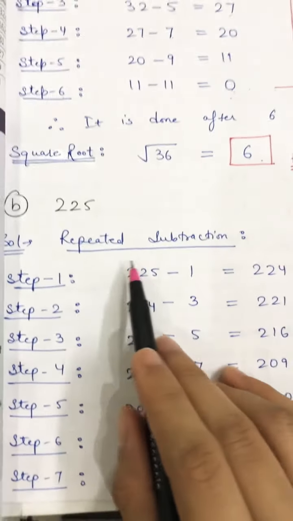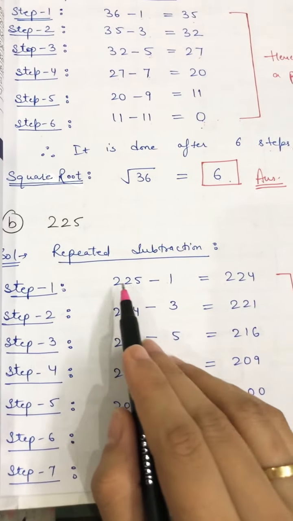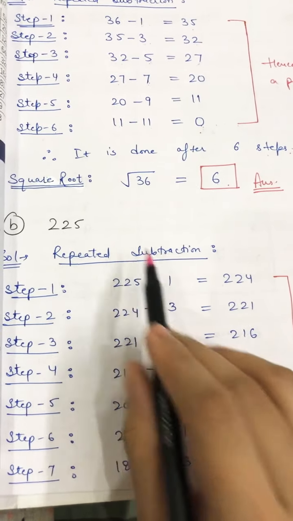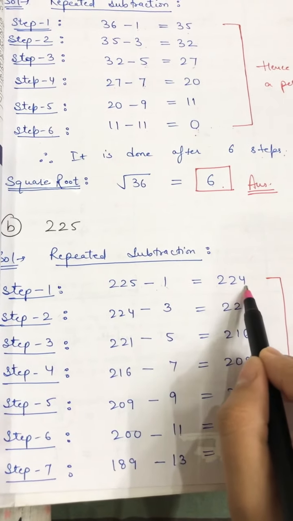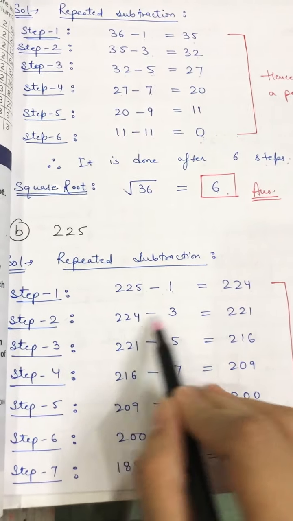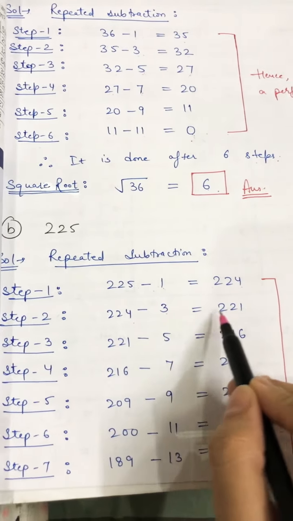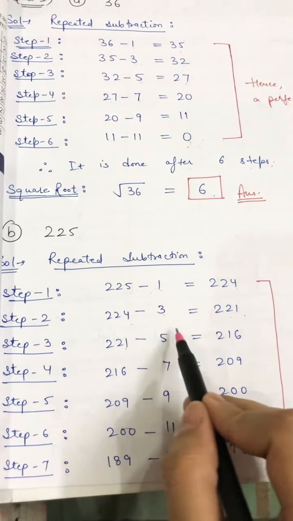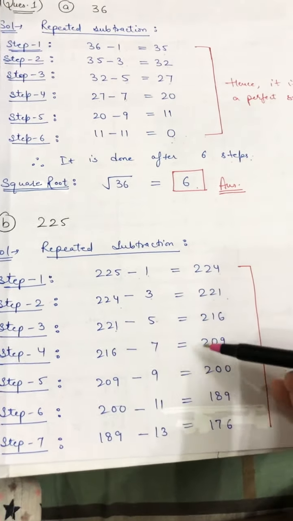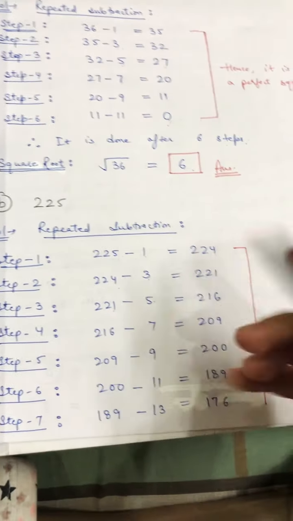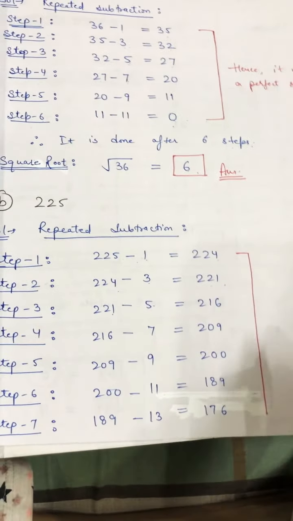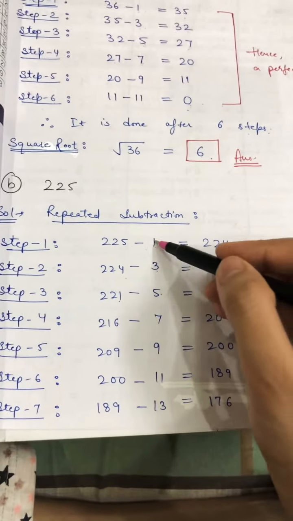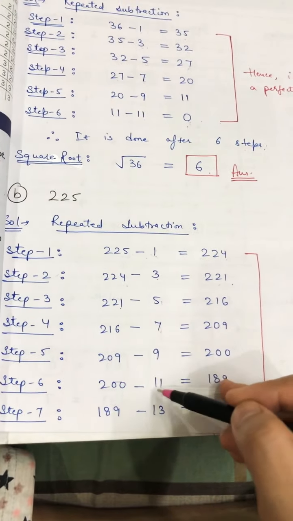Okay, now see. Part B is 225. Now write down repeated subtraction, step number 1: 225 minus 1, the first odd number, answer will be 224. In the next step, write 224 minus the next odd number 3 is equal to 221. Write down 221 in the next step, minus the next odd number. Do it until your answer is 0. You have to write all the odd numbers here: 1, 3, 5, 7, 9, 11, 13.